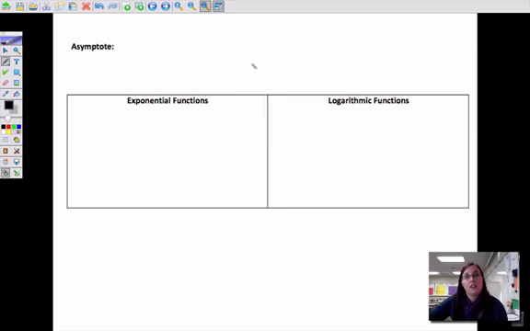So you'll have the parent functions, and then all the transformations will apply in the same way, and you'll need to be able to know how that works and to be able to figure out how a graph might be drawn based on its parent function and then the transformations that are applied to it.